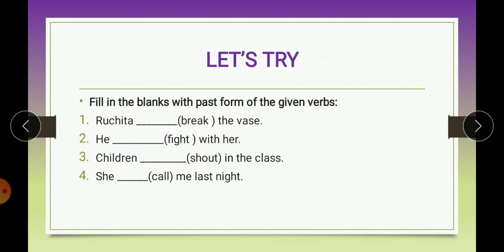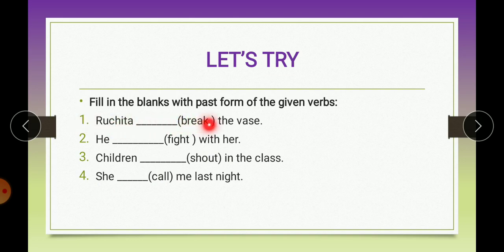Now let's try few exercise. Fill in the blank with the past form of the given verb. Now in bracket, verbs are given, you have to write their past form. So for this, children, no doubt you should know the table that was given in simple present tense chapter. One table is being mentioned. You need to learn that table.